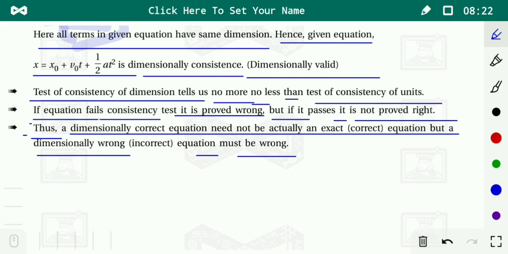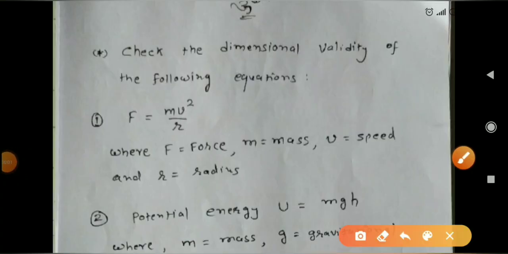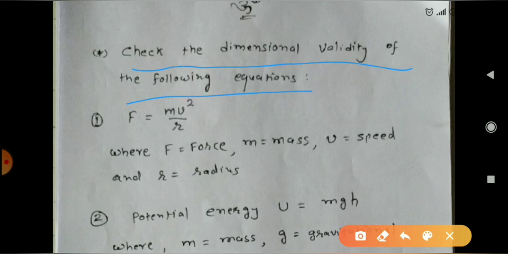Okay, students, now I am giving you some exercises to solve, based on the second application of dimensional analysis. Check the dimensional validity of the following equations. The first equation is F equals mv square upon r. Let me repeat: F equals mv square upon r, where F is force, m is mass, v is speed, and r is radius. You have to check whether this equation is dimensionally valid or not.